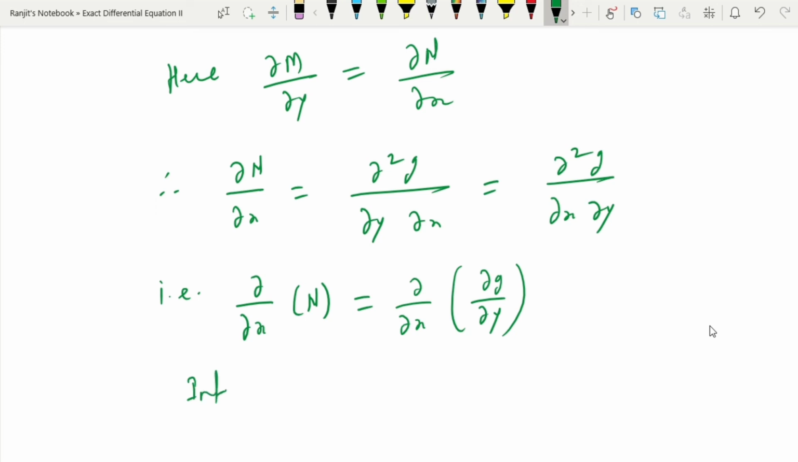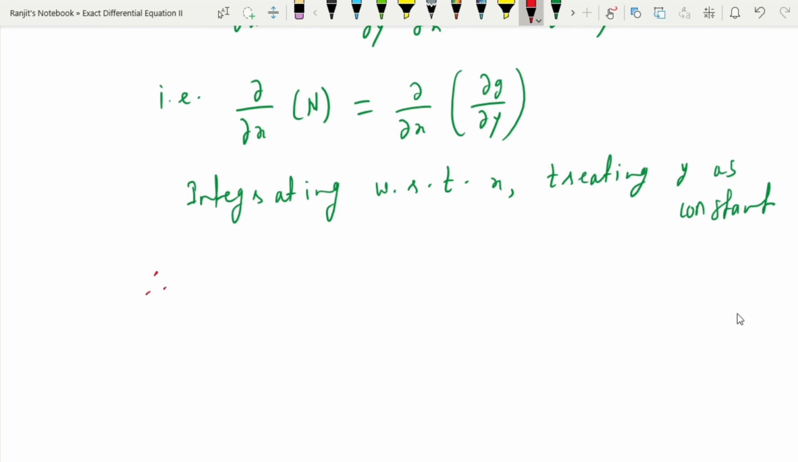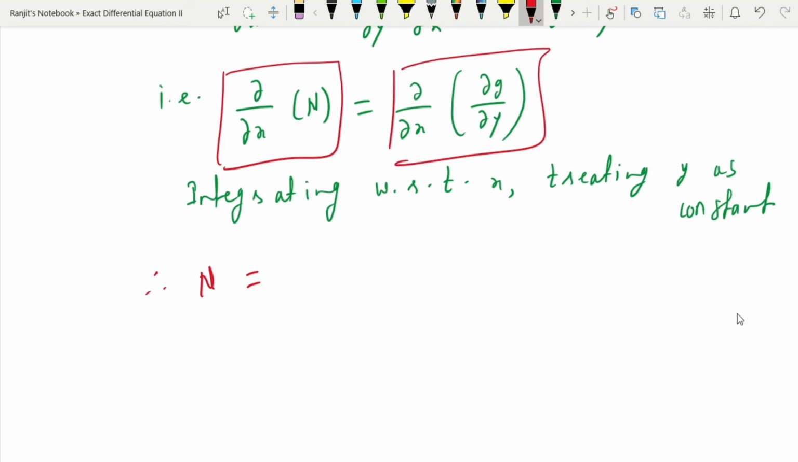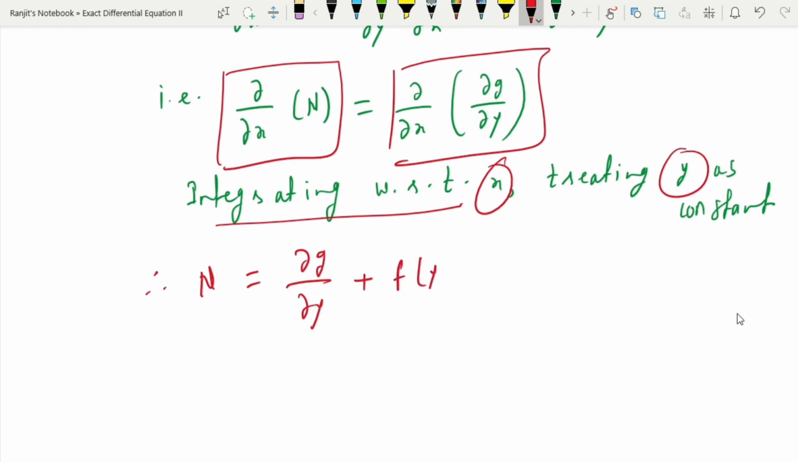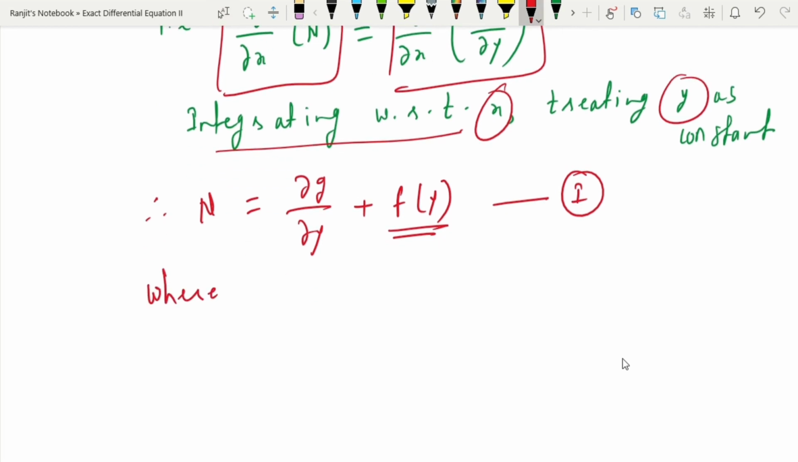Now integrating with respect to x, treating y as constant. Therefore, the integral of this is N, and the integral of this is ∂g/∂y plus a constant of integration. Since this integration is with respect to x, treating y as constant, the constant of integration we write in the form of y. So we denote it by f of y. We denote this equation by (1), where f of y is a function of y alone.